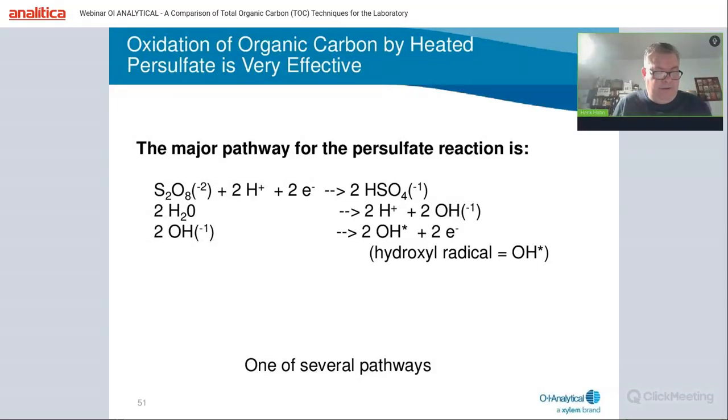With the oxidation technique, the heated persulfate is accomplished by the generation of hydroxyl radicals. This could also be the same mechanism for oxidation in the UV persulfate technique as well. In the first step, persulfate forms hydrogen sulfate ion, and in the reaction, water hydroxyl ions are formed, and further reaction creates the hydroxyl radical.